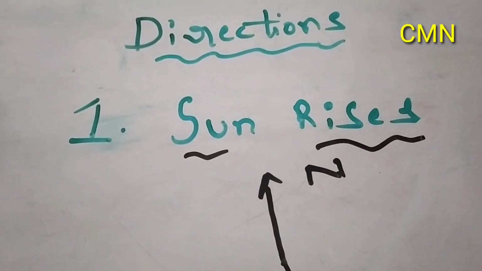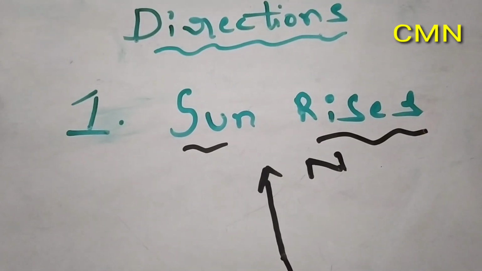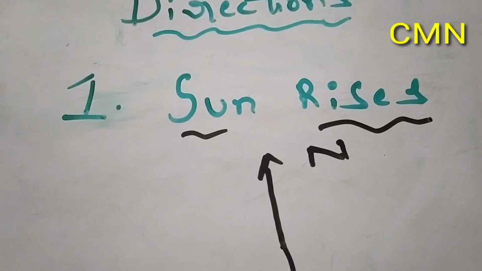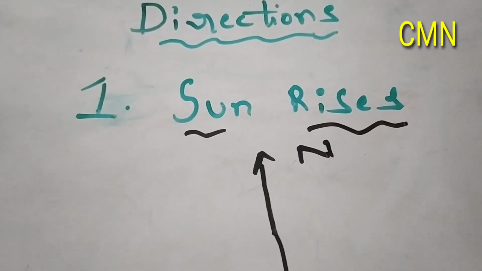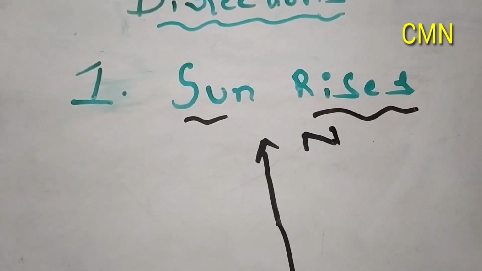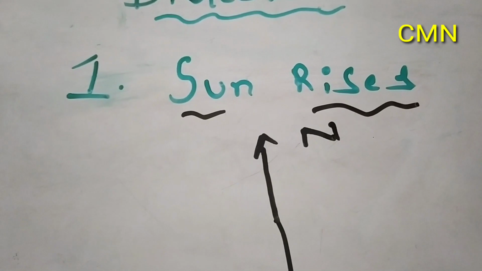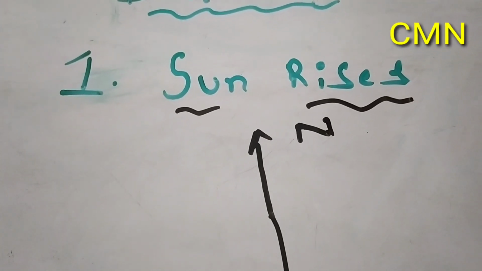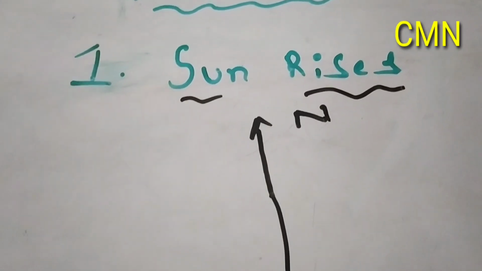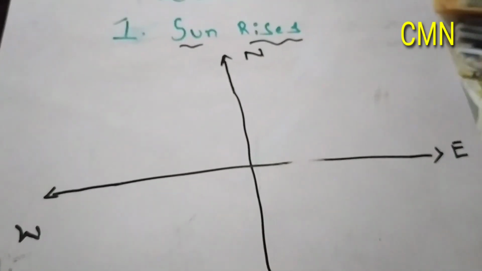In direction, the first topic will be sunrise. The sunrise topic will be very important. This topic is very easy, but so many people get confused. In different types of exams, it will be a mandatory question. It is an easy topic.